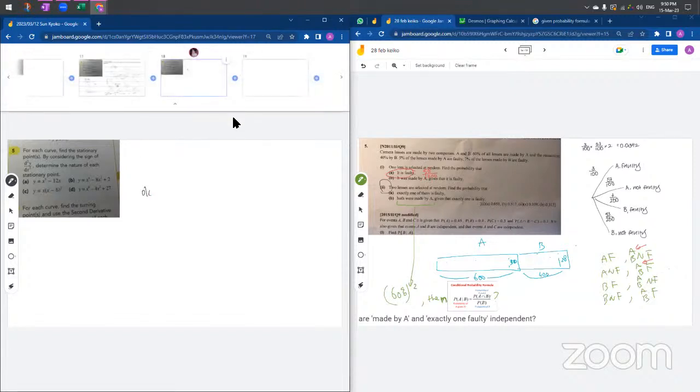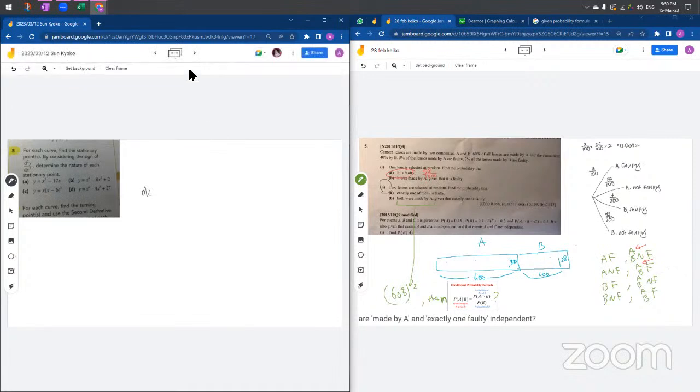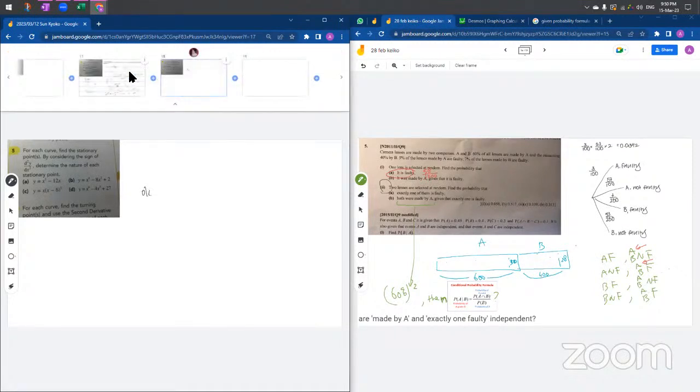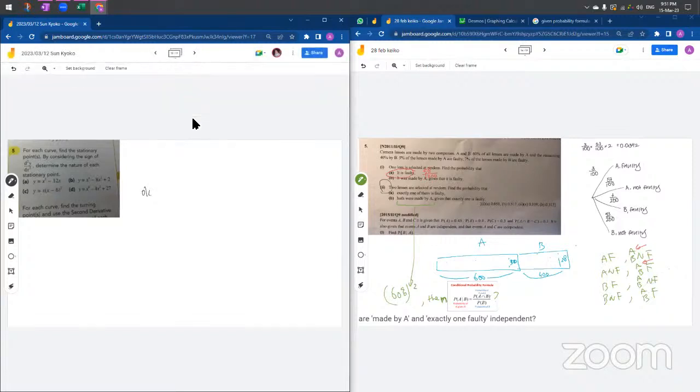Now, I want to try one more question, preferably one that asks you to determine the nature, and we can use the table method, the first differentiation method. Okay, come, get us a question. You'll be able to do exam level questions by now. Maxima, minima questions are not very difficult. Rate of change is probably harder.